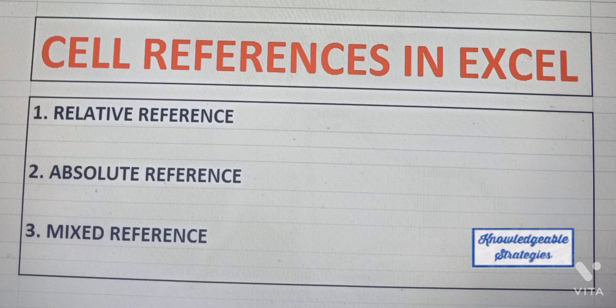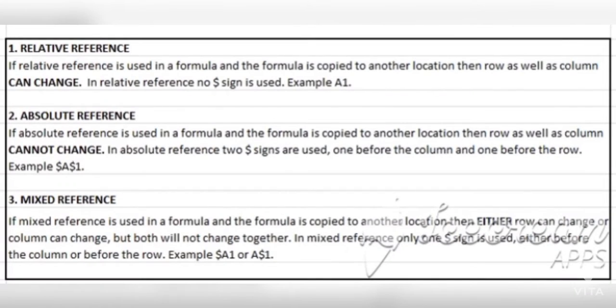Today I am going to speak about cell references in Excel. So let's start with it. The topics are relative reference, absolute reference, and mixed reference. First I will provide the definition, and then I will provide the calculation for how we can calculate relative, absolute, and mixed reference. First I am providing you the definition.